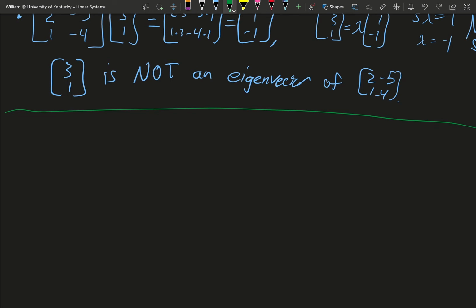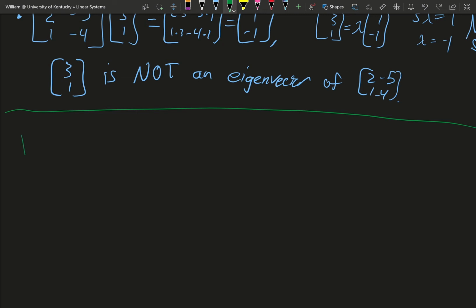So most vectors you plug into a matrix, apart from very, very specific matrices, will not be eigenvectors. If you just picked a vector at random and multiplied it by a random matrix, it's not going to be an eigenvector for that matrix.